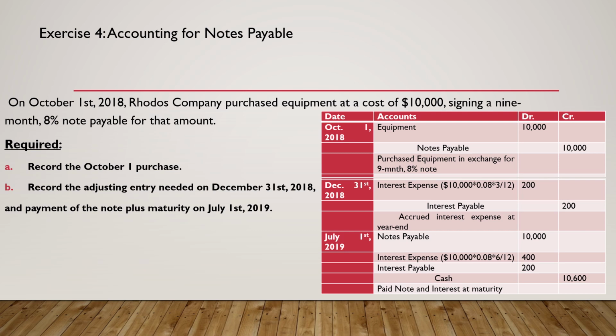How much am I paying? The amount of the note, which is the 10,000, along with the full amount of the interest for the whole 9 months, which is 600. So I'm paying 10,600. I credit cash with the amount I paid, which is 10,600, on the maturity date. I paid this amount on the maturity date.